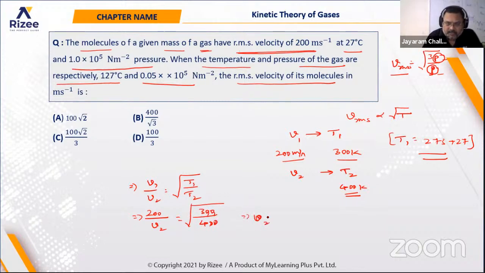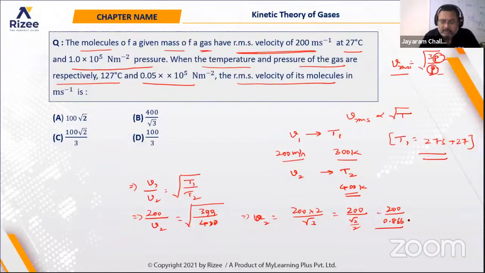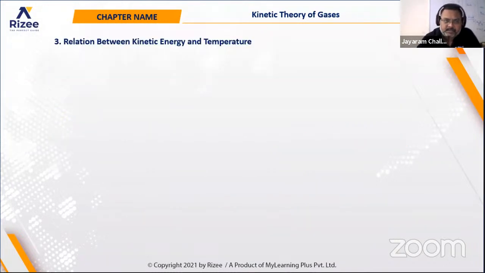That is, V2 is equal to 200 into 2 by root 3. Or else if you want this as 200 by root 3 by 2, you can take it as 200 by 0.866. Root 3 by 2 value is 0.866, or else in this condition, it is left as 400 by root 3. So this should be your answer. These values, root 3 by 2, 1 by root 2, root 3 values, have to be remembered, please. So now coming to the relation between kinetic energy and temperature.